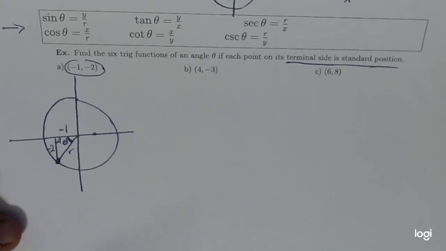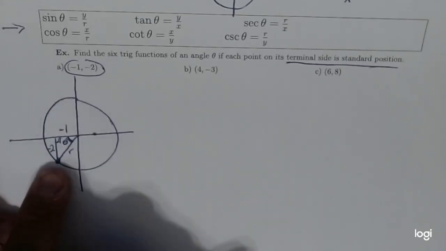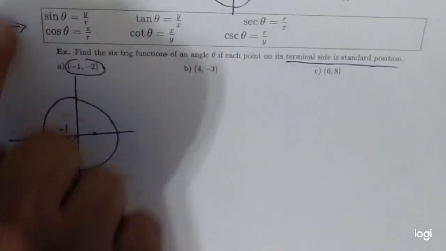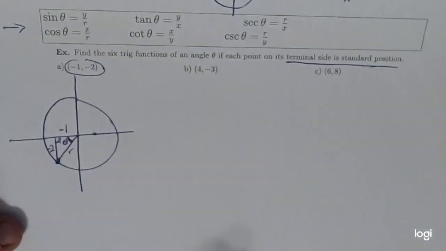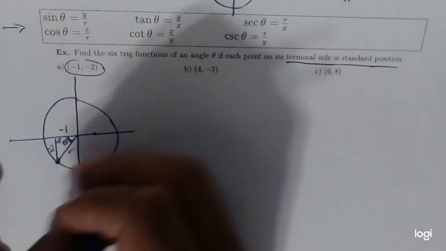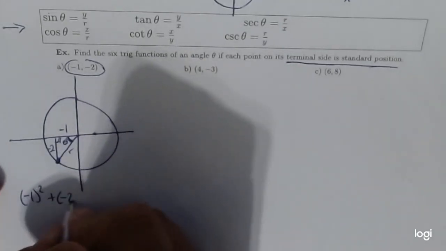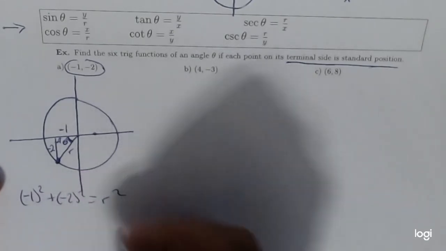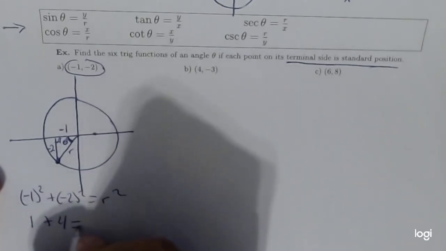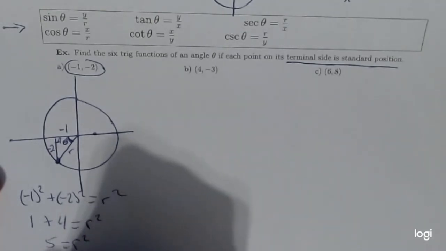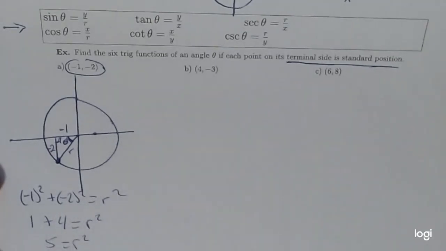Now what this says is, given this triangle, go ahead and find the trig functions associated with that. So you notice the first thing we have to do is actually find r. So Pythagorean theorem, we have -1 squared plus -2 squared is equal to r squared. So this would be 1 plus 4 is equal to r squared. This is 5 equal to r squared. So r is equal to radical 5.